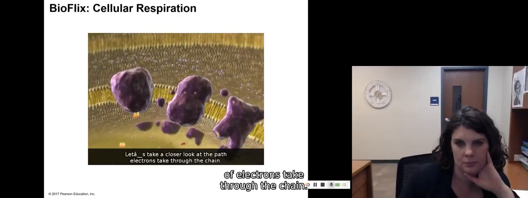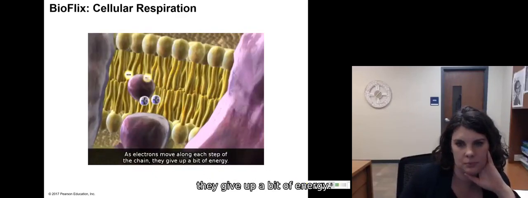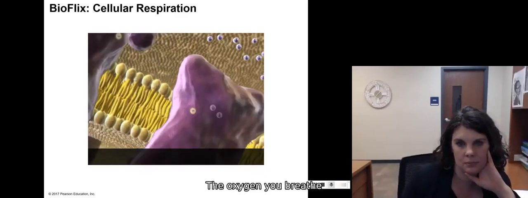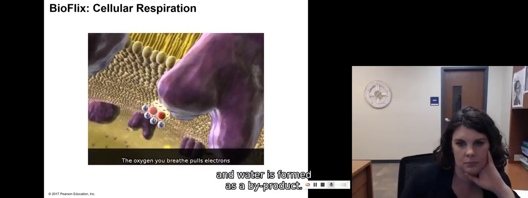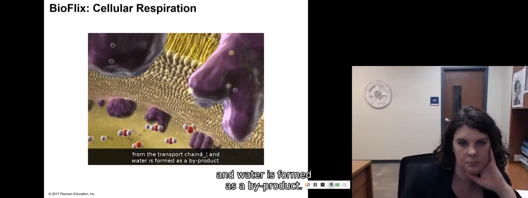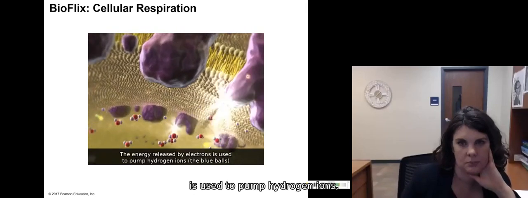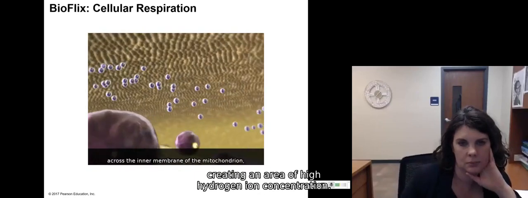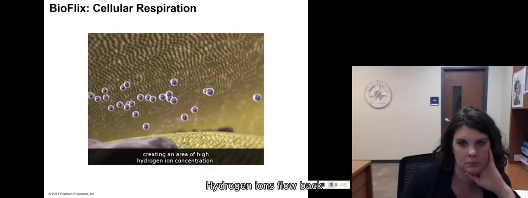Let's take a closer look at the path electrons take through the chain. As electrons move along each step of the chain, they give up a bit of energy. The oxygen you breathe pulls electrons from the transport chain, and water is formed as a byproduct. The energy released by electrons is used to pump hydrogen ions, the blue balls, across the inner membrane of the mitochondrion, creating an area of high hydrogen ion concentration.